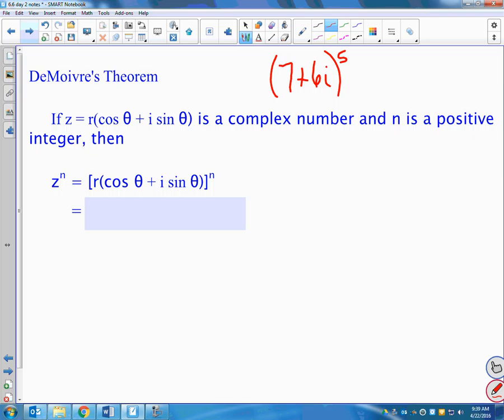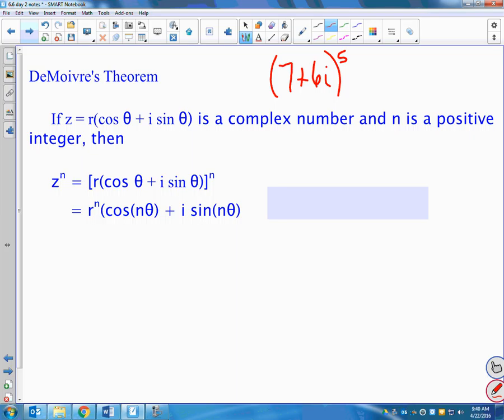So it says if you have the trig form of a complex number, and if n is a positive integer, so you can only take this to a positive power, if you want to raise that to a power, all you have to do is take r to the nth power. That's pretty easy, right? And then you're going to multiply each angle times n. So it's going to be cosine of n times theta plus i sine of n times theta. Which means I could do 7 plus 6i if I put it in trig form first. I could just use this formula.